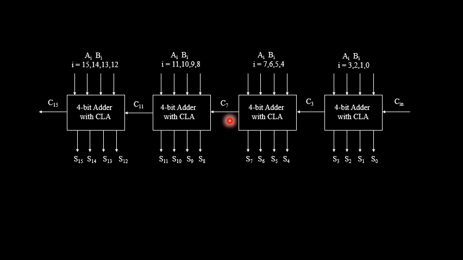Further, the second block can have the values of I in terms of 4, 5, 6 and 7. So the main carry output is C7. Main sum outputs will be S4, S5, S6 and S7. The main carry input for this second block will be the carry output generated from the first block, which is nothing but C3.